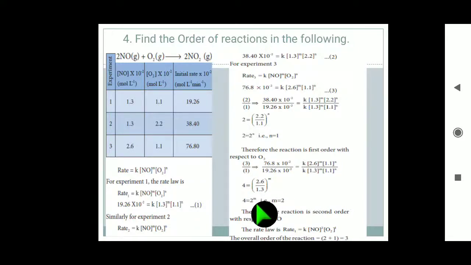So 4 equals 2 power m. 2.6 divided by 1.3 means 2. So 2 power 2 equals 4. 2 power 2 equals 2 power m. So m equals 2. Now we got the m value 2 and the n value 1. So what is the order of reaction? We have to add the exponent powers m plus n. So the order is 3. So experimentally we can find the order of reaction.